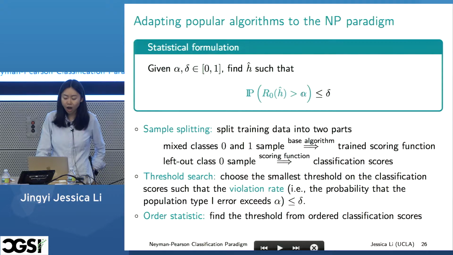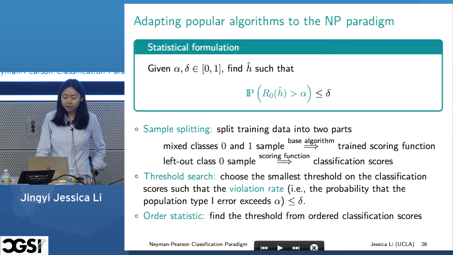And how does our algorithm work? It's based on sample splitting. We will split the training data into two parts. One part is a mixed sample of classes 0 and 1, and based on this part, we will train an algorithm, say logistic regression, to obtain the scoring function.